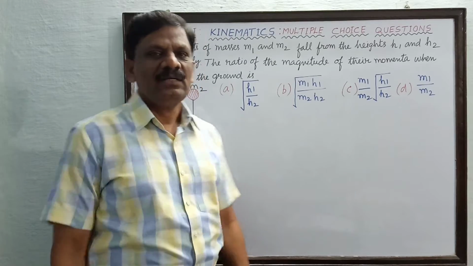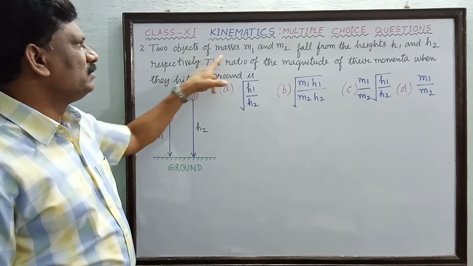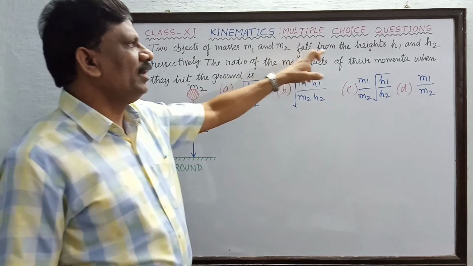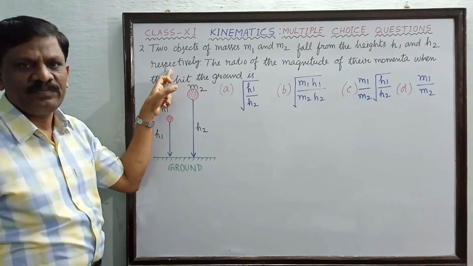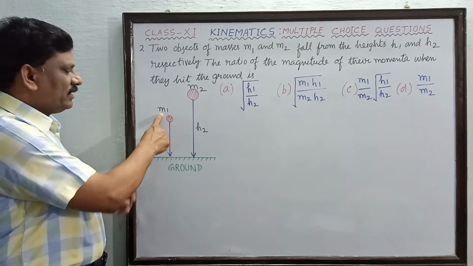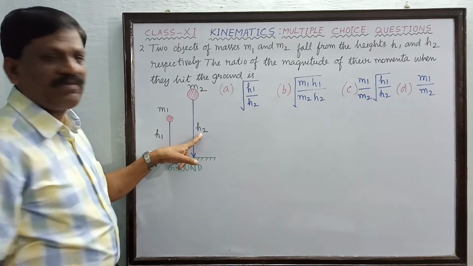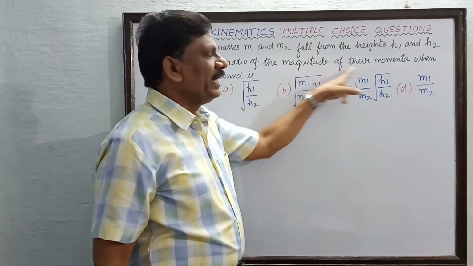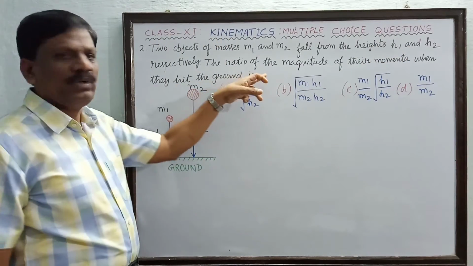Hi students, now we are going to solve the second MCQ in kinematics. Two objects of masses m1 and m2 fall from the heights h1 and h2 respectively. That is, m1 is at a height of h1, m2 is falling from a height of h2. The ratio of the magnitude of their momenta when they hit the ground is.